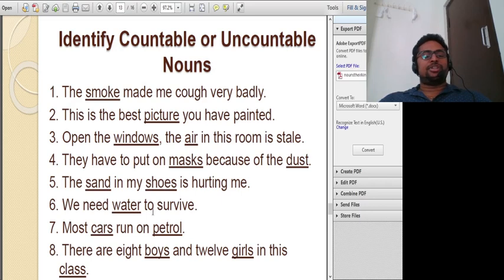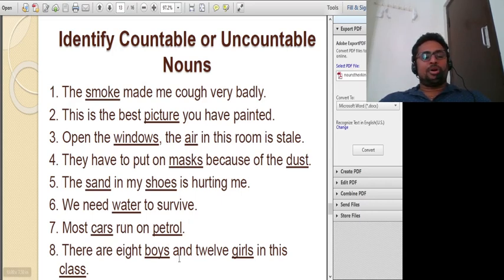We need water to survive. Water is an uncountable noun. We do not have a plural form for the uncountables. Most cars run on petrol. Cars is countable, petrol is uncountable.